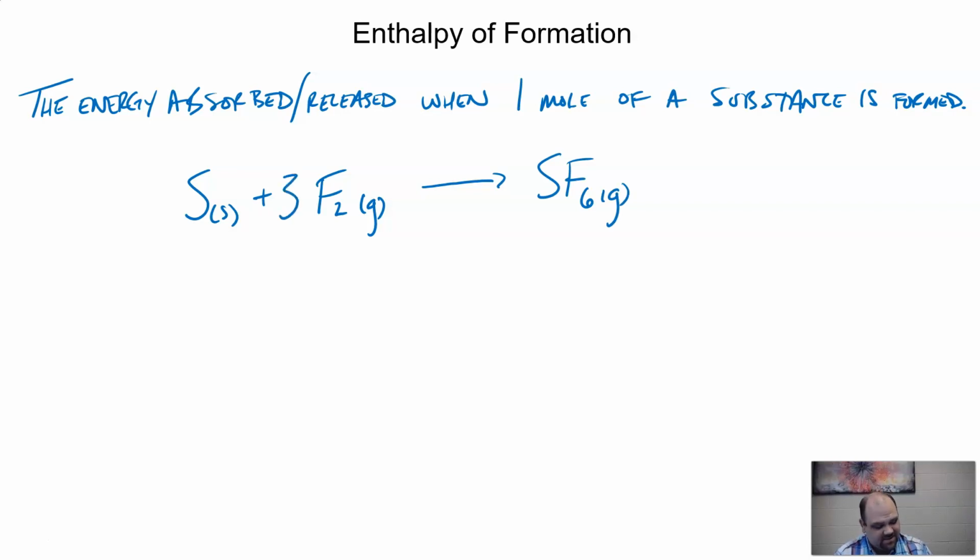Let's see, I need 3 F2s to give me 6 fluorines and 1 sulfur. That's balanced, right? And so by definition, the enthalpy of this reaction, the delta H of this reaction, is the delta H of formation. Almost always, that delta H of formation is calculated at a standard pressure of 1 atmosphere. And so we put a little naught, we say, 0 up there. This is called a naught symbol. And what it means is that it's at a standard pressure.